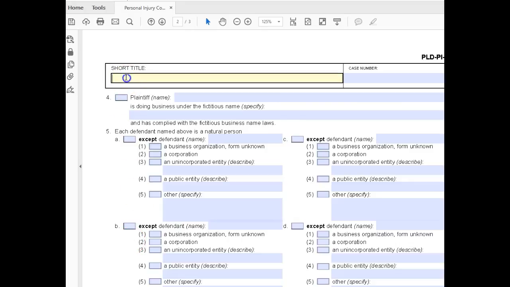All right, and if you want to put down the short title, it's Smith versus Jones. Don't put in the case number again. It'll come in from the clerk.